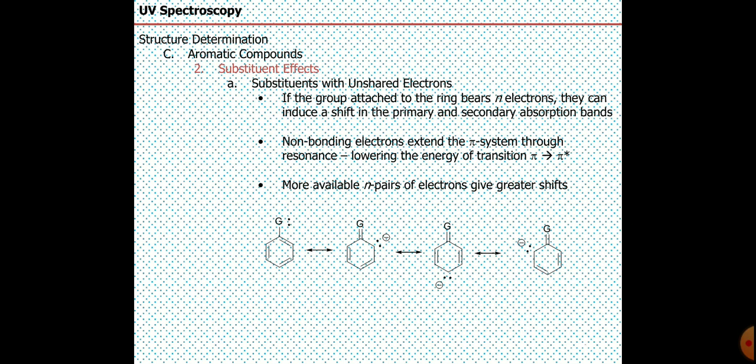To calculate lambda max of aromatic systems, we have to know the different types of substituent effect. The first is the substituent effect with an atom with a lone pair. If the group attached to the aromatic system has a lone pair of electrons, then the nonbonding electrons extend the pi system through resonance and lower the energy of the pi to pi star transition. Therefore, the more lone pairs there are, the better the lambda max value due to the resonance phenomenon.